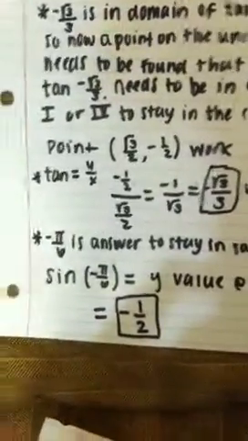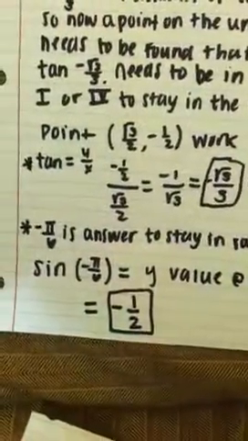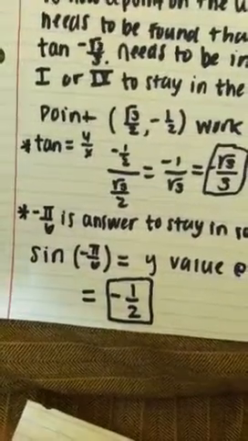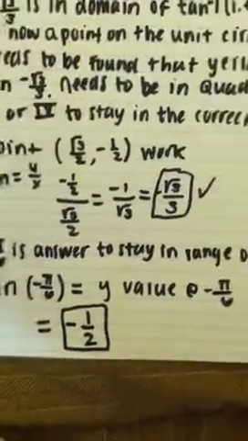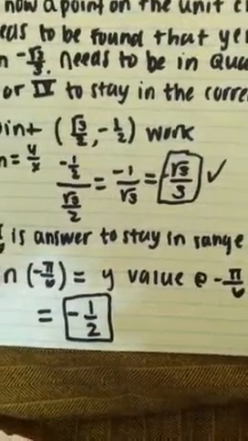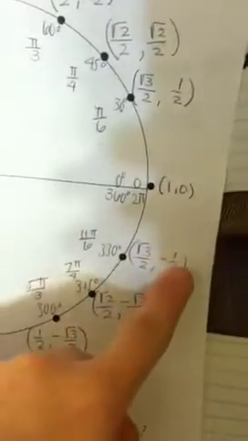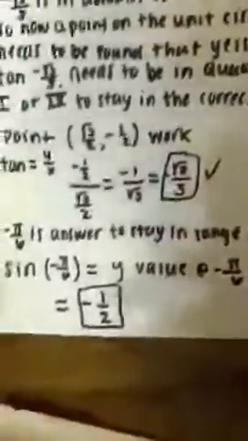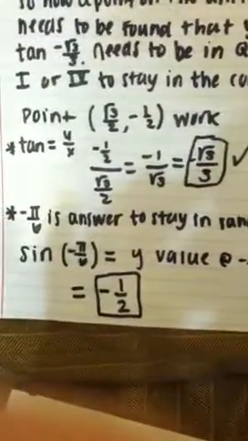Now we just need to plug the negative pi over 6 into the theta of what we have to find for sine. So sine of negative pi over 6: we need to find the y value at that point. The y value at that point is negative 1/2, because this is x and this is y, and that's the definition of sine on the unit circle at a particular point. So the answer to this problem is negative 1/2.